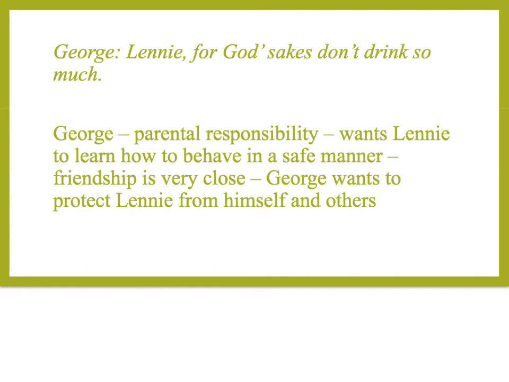So the first thing that George does is he's trying to instruct, he's trying to guide Lennie. So he's the first man, so he's physically guiding him. But here with his dialogue, we get the sense that he's also trying to guide him through their daily activities, how Lennie can adapt to this world that is hostile to him. So George has parental responsibility. He wants Lennie to learn how to behave in a safe manner. And I think that's important. "For God's sake, don't drink so much." He wants to try and minimise the risk.